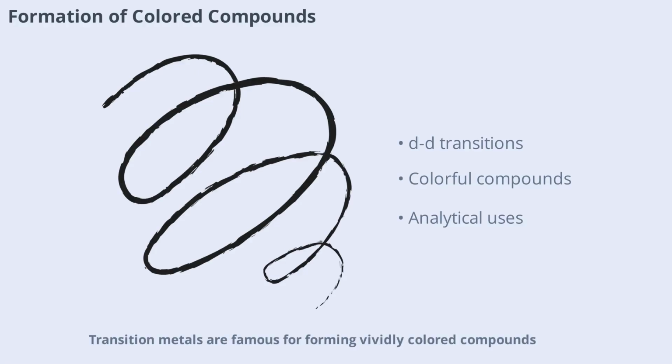Transition metals are famous for forming vividly colored compounds. This is due to d-d electron transitions, where electrons jump between different d orbitals, absorbing specific wavelengths of light. For example, potassium permanganate is deep purple, while copper sulfate is bright blue. These colors are not just visually striking, they are also useful in analytical chemistry and industrial processing.